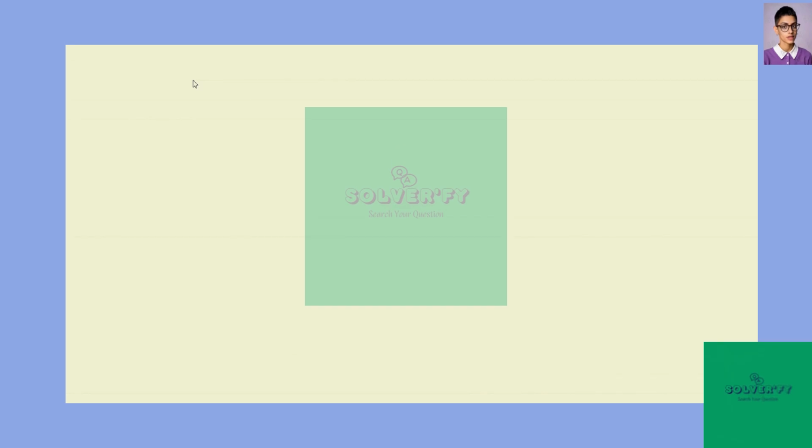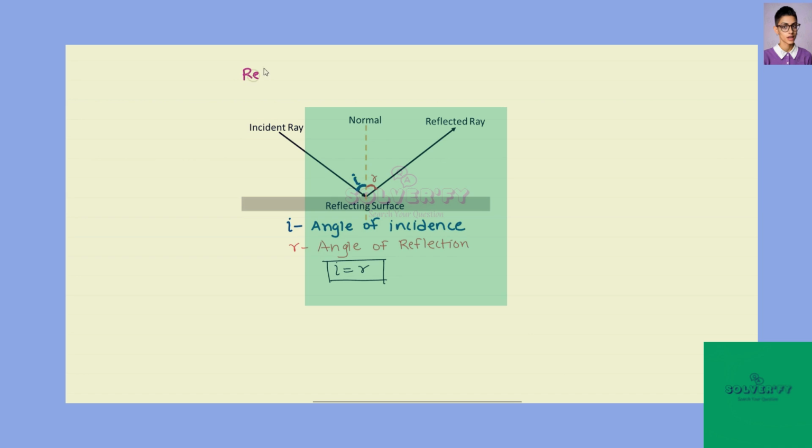To prove the reflection based on Huygens principle, first of all, we should know what is actually a reflection. Reflection is the phenomenon of light where a ray of light incident on a reflecting surface changes its path in the same medium. So here, if I consider this is a reflecting surface, this incident ray changes its path in the same medium.